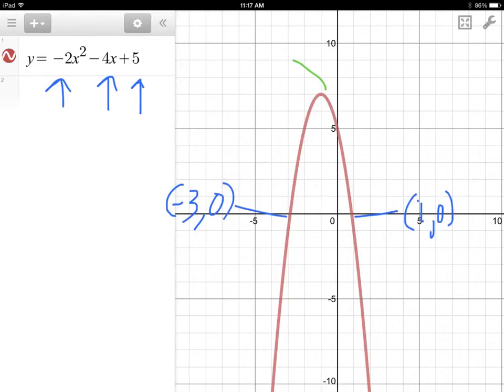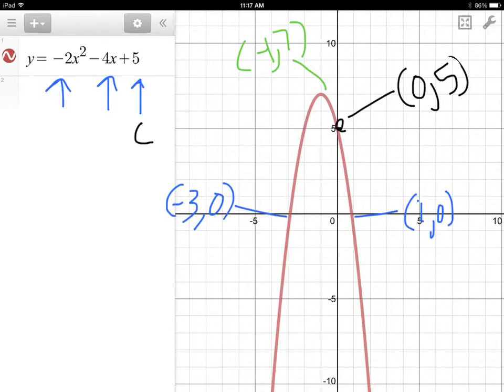Our vertex is at (-1, 7). Okay, do I see a -1 or a 7 in my A, B, or C? No. So what information am I going to get here? Let's take a look at the y-intercept, which is right here. My y-intercept is at a location (0, 5). Now, is the 5 in there? Yes, it's in the C location.